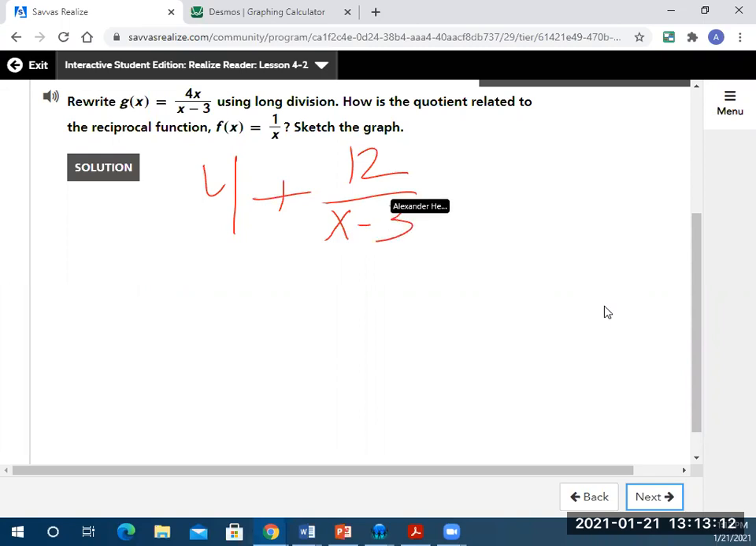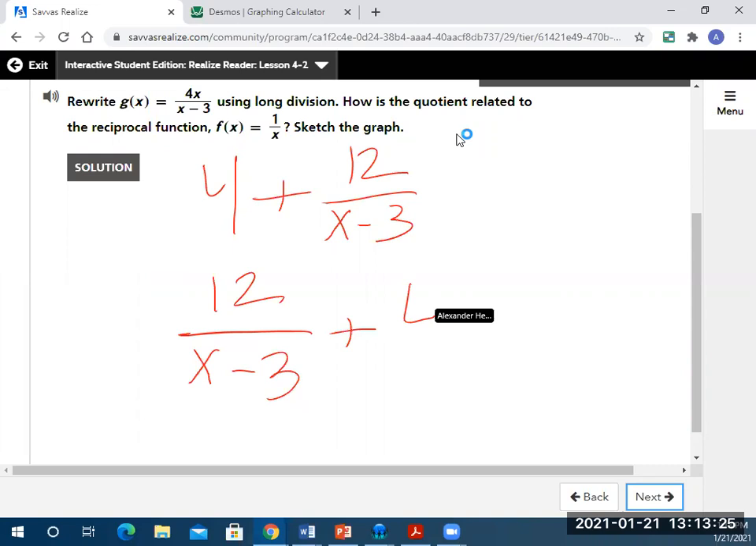And I know you guys are used to seeing, so this is h and this is k, right? I know you guys are used to seeing k at the end, so you can rewrite this so that it is in the form that we're used to seeing. So 12 over x minus 3 plus 4. These are the same functions, right? You can move things around, but this is what we're used to seeing right here, right? The 12 over x minus 3 plus 4.